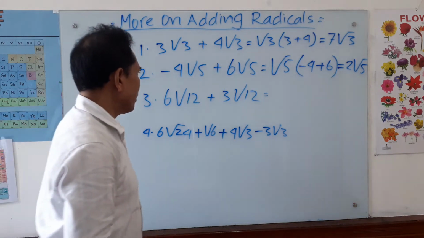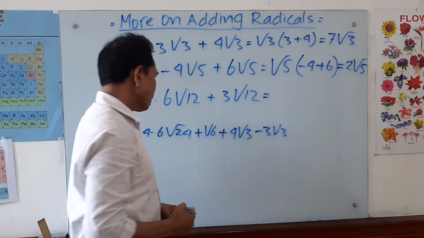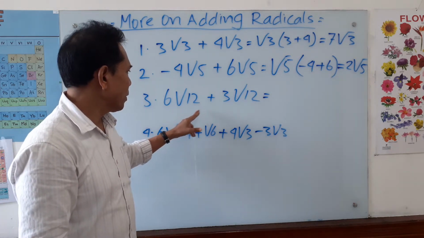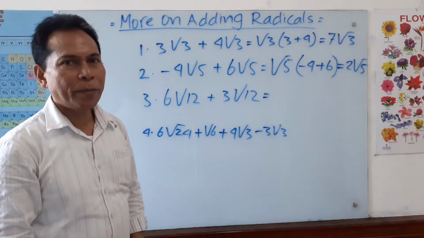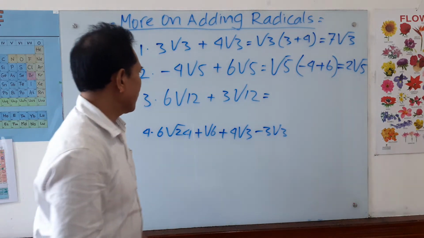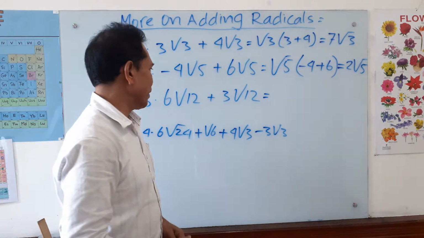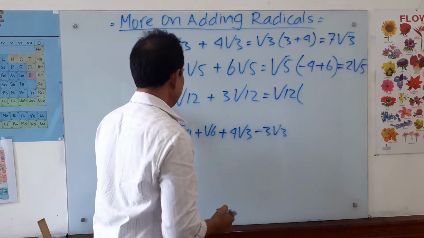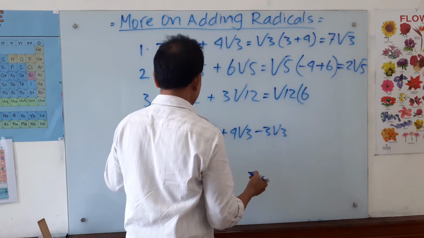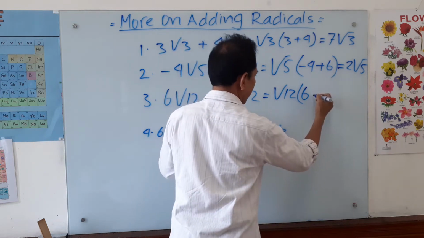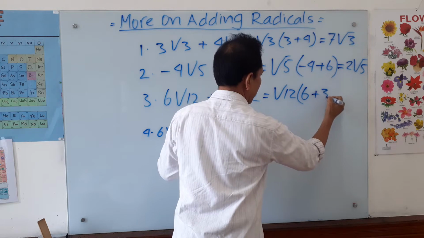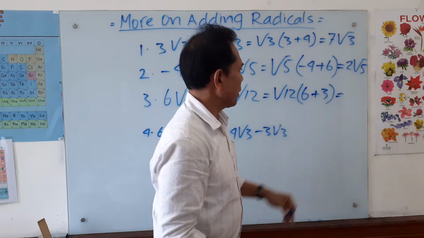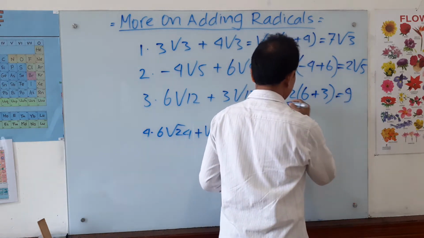Okay? Now we look at number 3. Number 3, 6 square root 12 plus 3 square root 12. The radicals are also the same, but this is square root 12, we need to simplify. So we bring here our square root 12, we open the bracket, we bring 6 in, and 3 here, plus 3. We close the bracket. Now 6 plus 3 is 9. Square root 12.